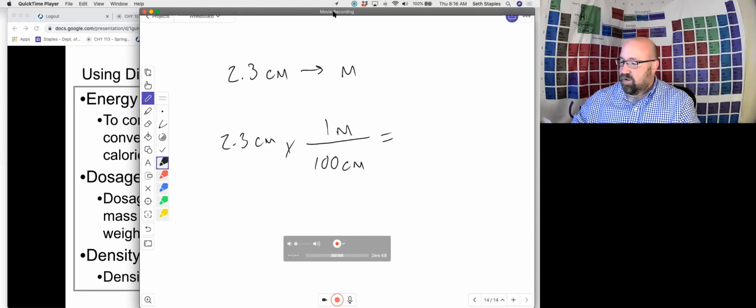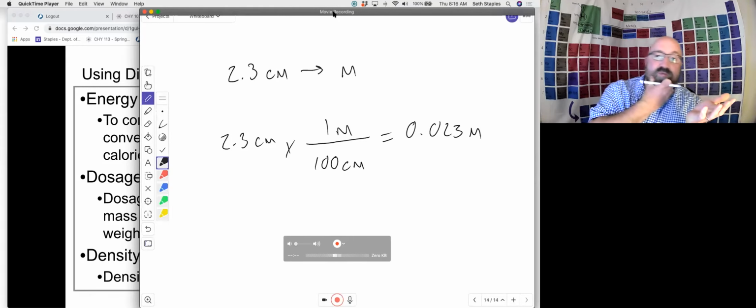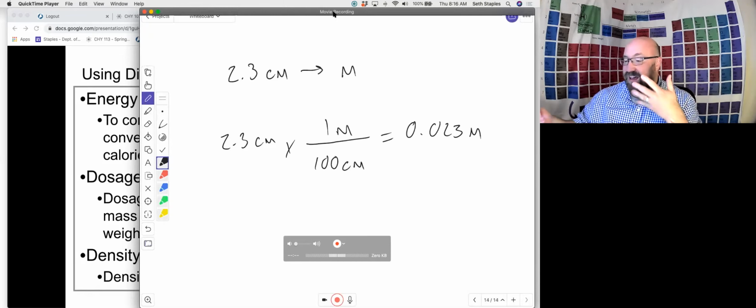And so then 2.3 divided by 100, I end up with 0.023 meters. So we can use conversion factors in order to do that. And in fact, quite often, that's exactly what I do, because it's just easier to set up in the body of a problem, because you can have a nice big long dimensional analysis setup and just throw your metric conversion right into the whole setup if you want.